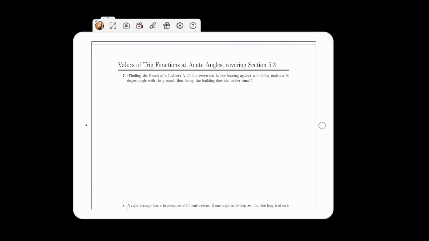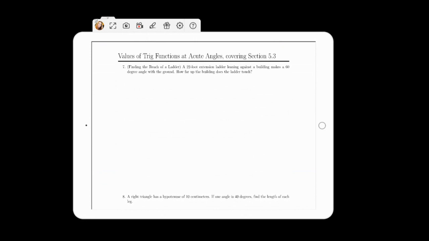Problem 7 is about finding the reach of a ladder. A 22-foot extension ladder leaning against a building makes a 60-degree angle with the ground. How far up the building does the ladder touch? As usual, we'll make a picture to begin with.